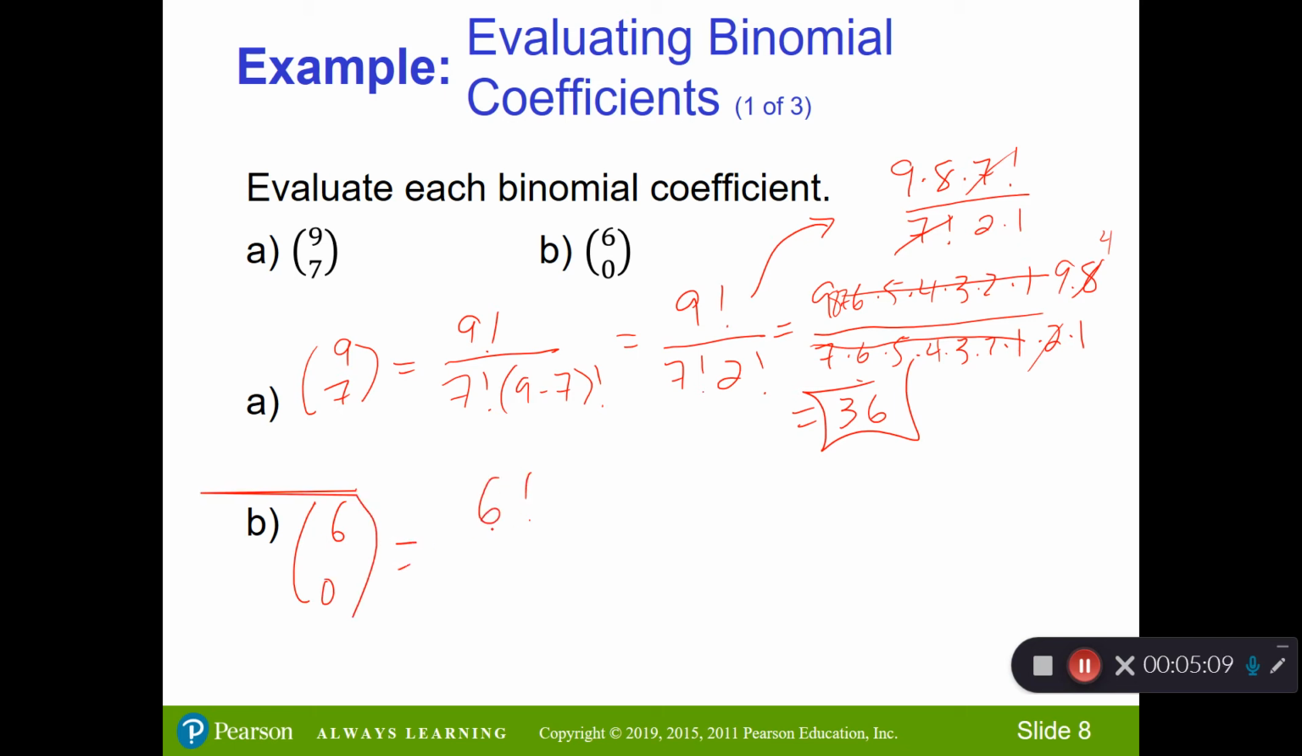That would be 6 factorial over 0 factorial times 6 minus 0 factorial. So that's 6 factorial over 0 factorial times 6 factorial, which makes a 1. Why is 0 factorial 1? How many ways can you choose 0 objects? Only one way. So you have to remember the definition that 0 factorial is 1. So 6 factorial over 6 factorial cancels and gives me a 1. So notice anytime I have a 0 in the denominator here, I'm going to end up with a 1.